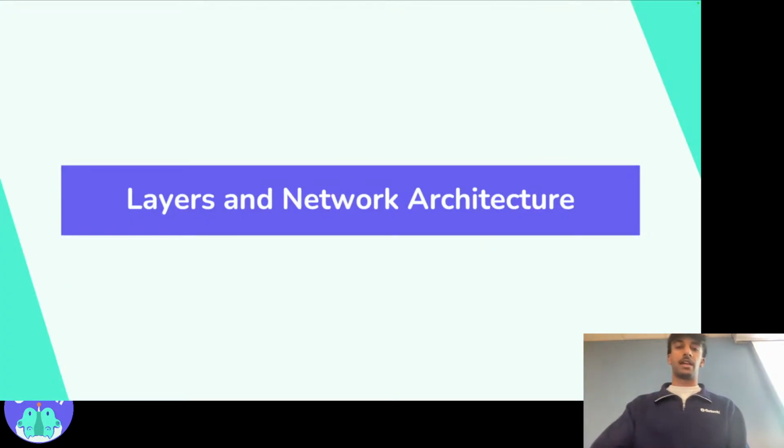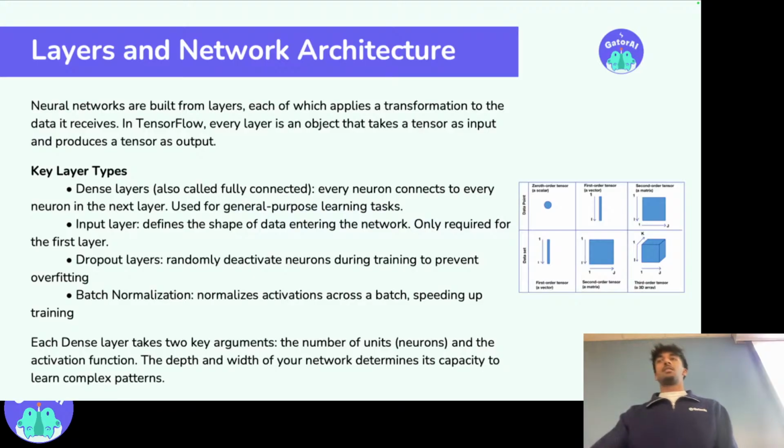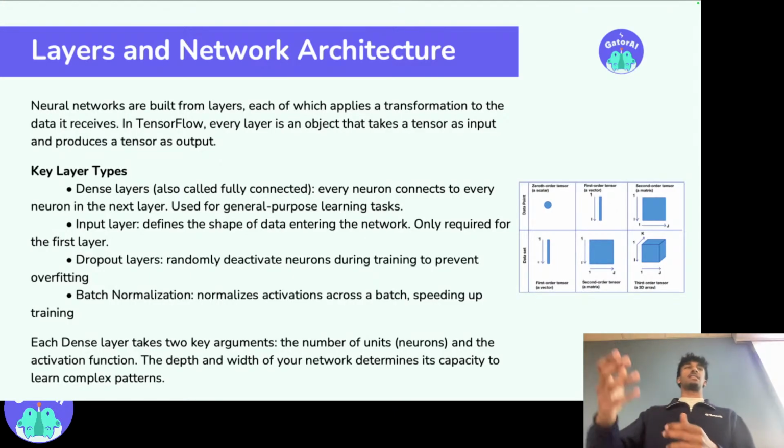Okay, so layers and network architecture. A neural network is just a fancy way of saying it's a chain of layers. Each layer takes a tensor as input, applies some sort of mathematical transformation, and produces a tensor as the output. That output is now the input for the next layer, and on and on.